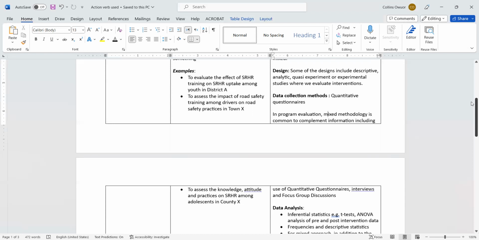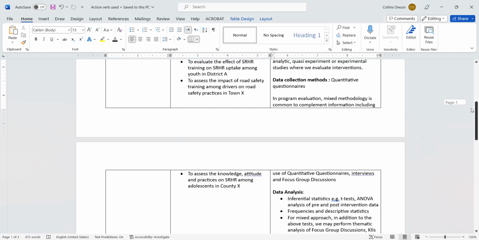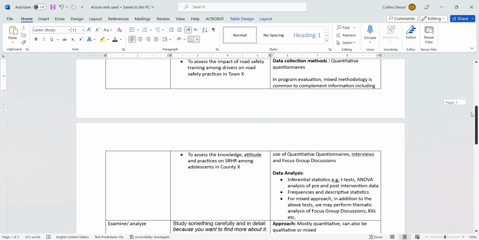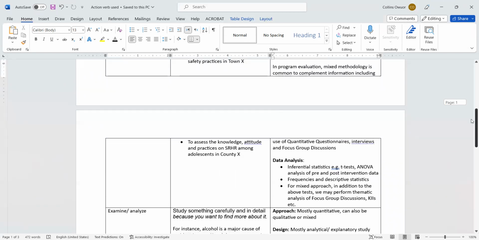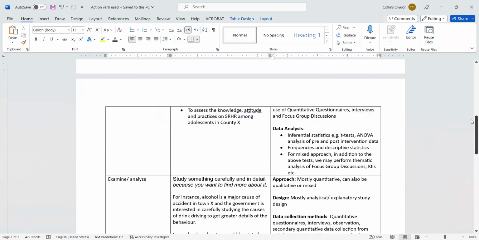So mixed methodology is common in program evaluation, especially among the NGOs, where you try to complement information from the quantitative and qualitative. Because sometimes they say quantitative cannot give the whole picture of something. So you may need to triangulate or complement it with qualitative methods, which include focus group discussions or qualitative interviews.